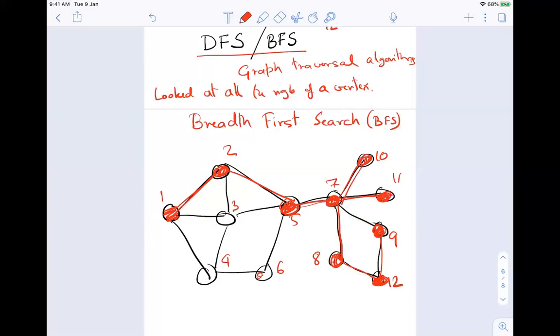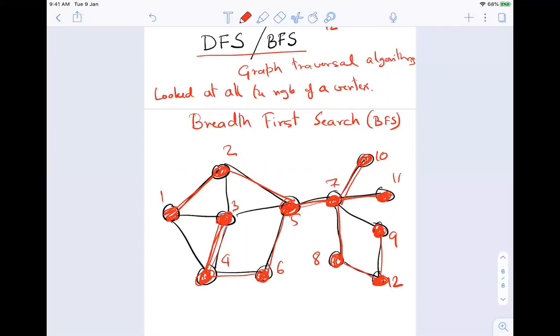Then I come back to 5. Then I say that, okay, what about 5? Does 5 have a vertex that has not been looked into? Yes, it has 6. So I look at 6. Then does 6 have a vertex that has been looked into? Yes, it is 4. Does 4 have a vertex that has been looked into? Yes, it is 3.